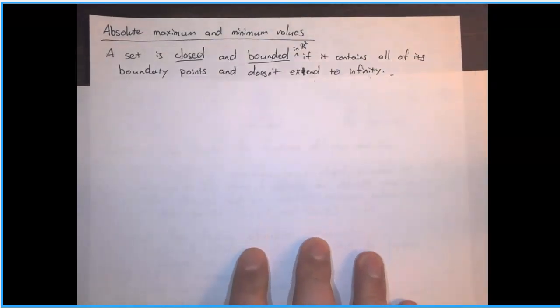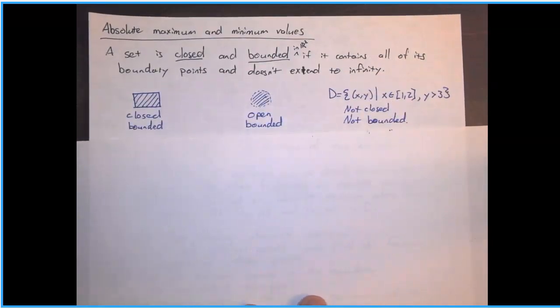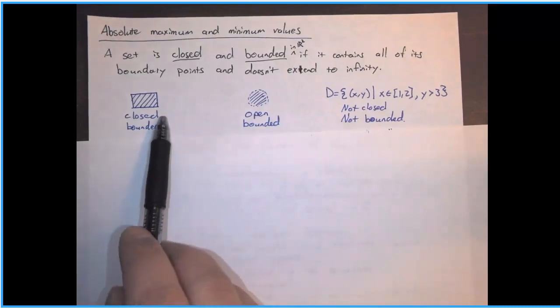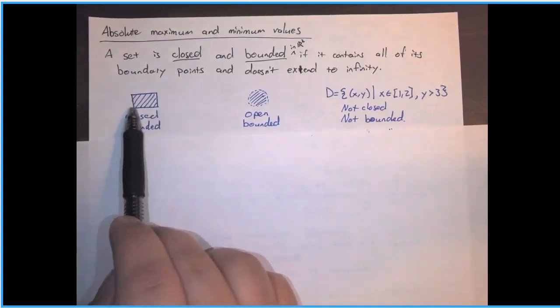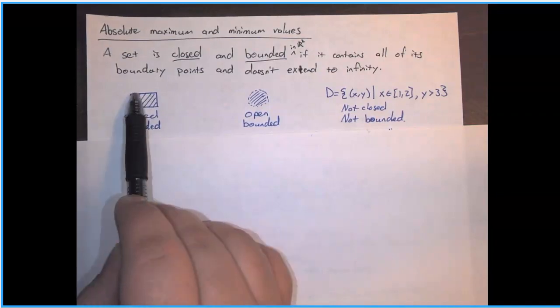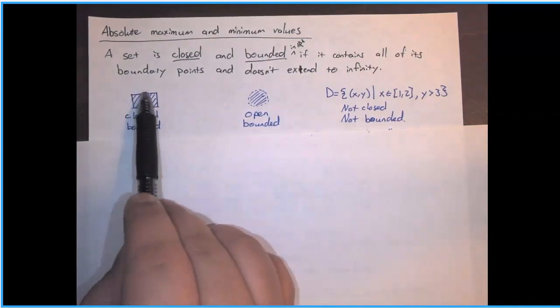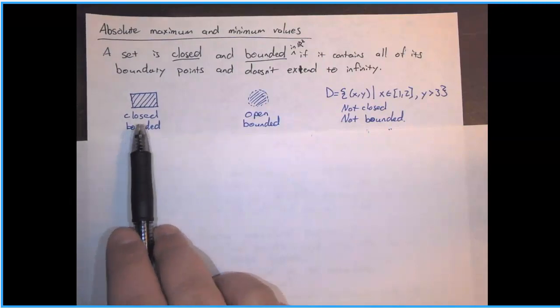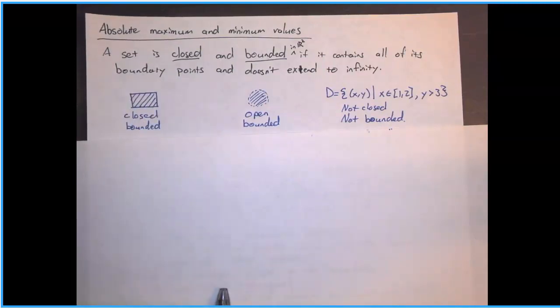Instead of a closed interval, we're going to need a closed and bounded set. And so let's define what that is. In R2, a set's closed and bounded if it contains all of its boundary points and it doesn't go to infinity. So if we look at the three examples we have here, this rectangle with its interior is closed because I'm including the boundary of the rectangle itself, and it's bounded, right?